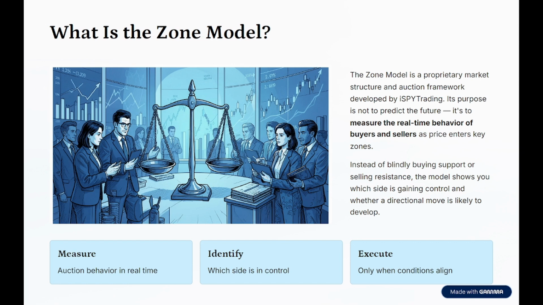What is the zone model? It is a proprietary market structure and auction framework, again, that was developed by iSpy Trading. Its purpose is not to predict the future, it's to measure the real-time behavior of buyers and sellers as price enters key zones. Instead of blindly buying support or selling resistance, the model shows you which side is gaining control and whether a directional move is likely to develop.